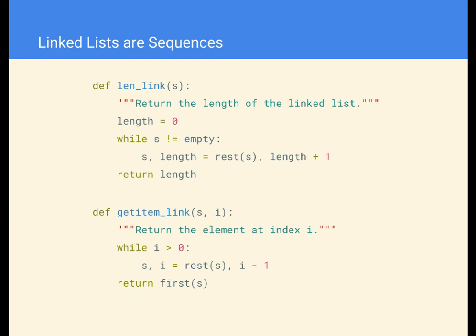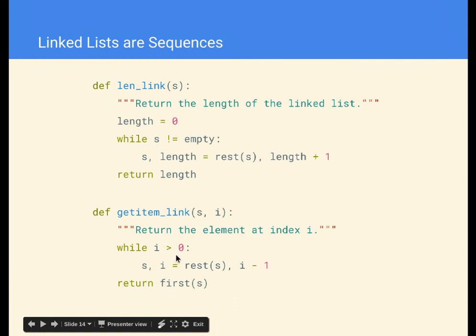Now if i is 1, we go in the loop, we say rest of s. So now we're moving on to that 1th element. And we decrement i by 1. Now i is 0. When we go to check the condition again, we loop, check the condition, i is 0. So we don't execute the body. We exit and return the first of the rest of s, which is the 1th element.